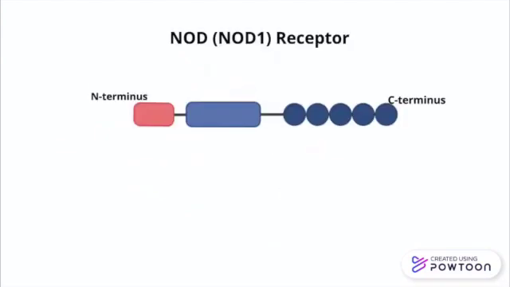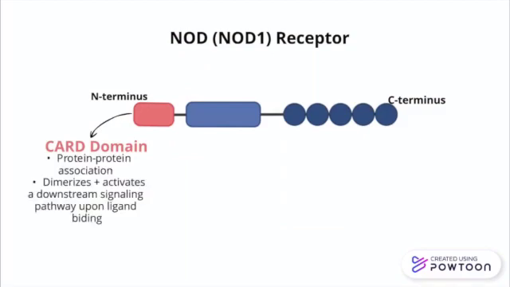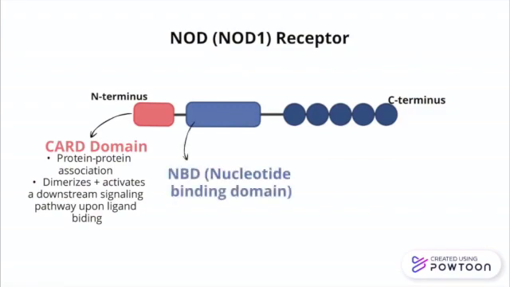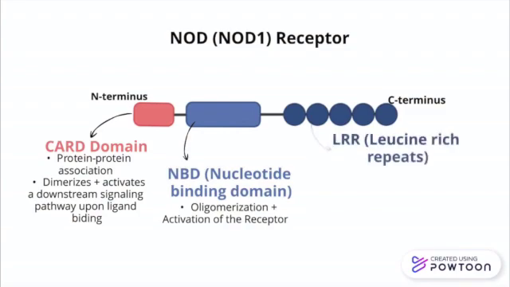They have an N-terminal CARD domain, which is a distinct protein-to-protein association domain responsible for activating a downstream signaling pathway upon ligand binding. We also have a central nucleotide binding domain, which is involved in the oligomerization and activation of the receptor. And finally, they have a C-terminal LRR, which is what allows for the recognition of PAMPs and DAMPs.